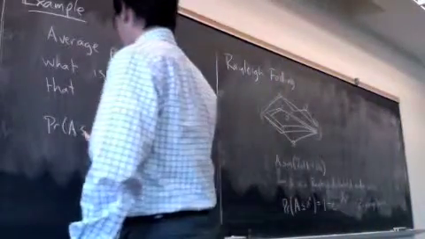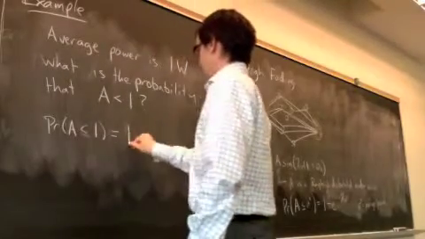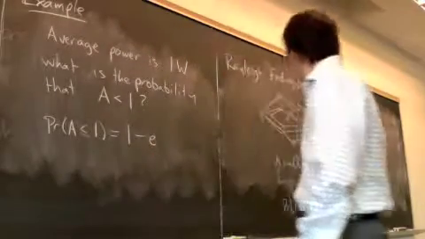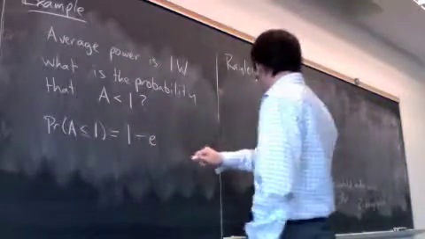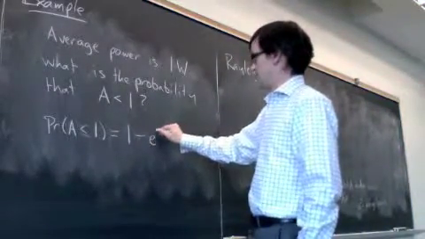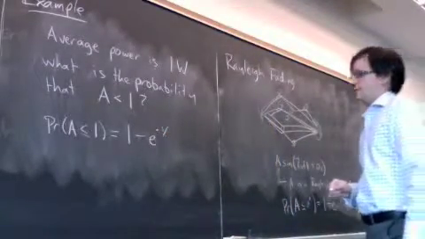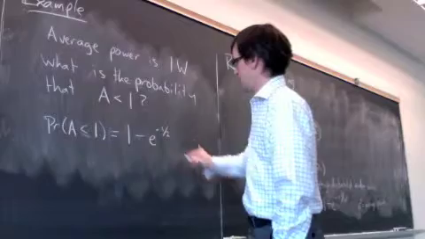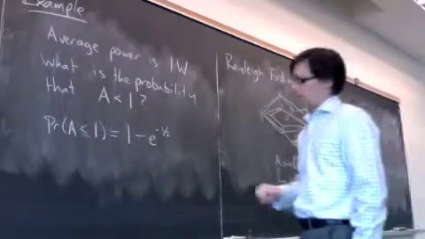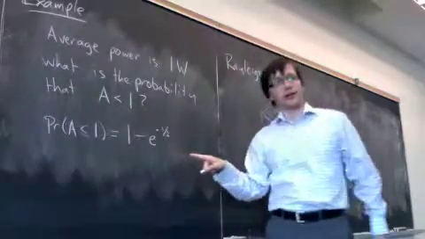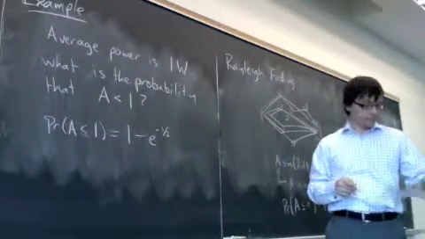So probability A is less than 1 is equal to 1 minus e to the minus A star squared. What's A star? It's 1, so A star squared is also 1. So 1 minus e to the minus 1 over 2 times sigma squared. Sigma squared is the average power, which is 1 watt. So we end up with 1 minus e to the minus 1 half. And you can just plug everything in and get an answer for that.